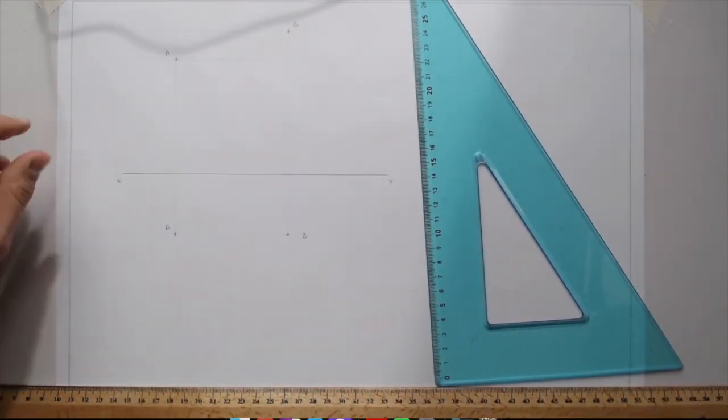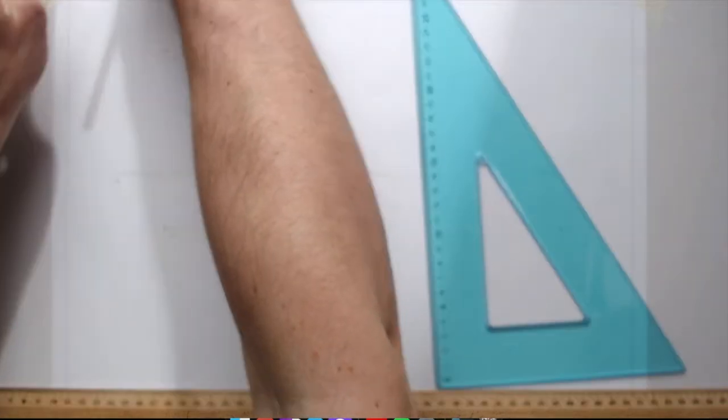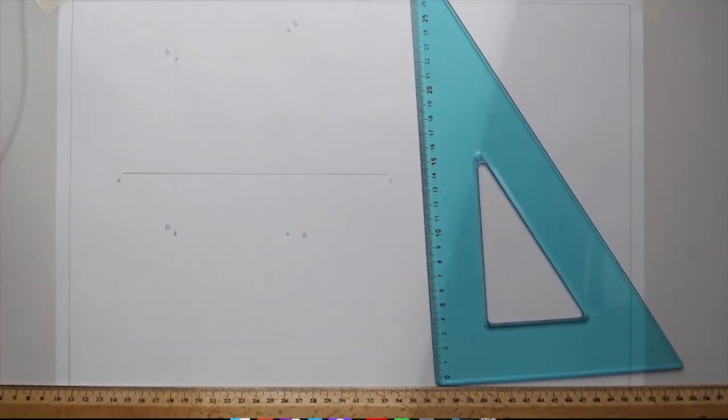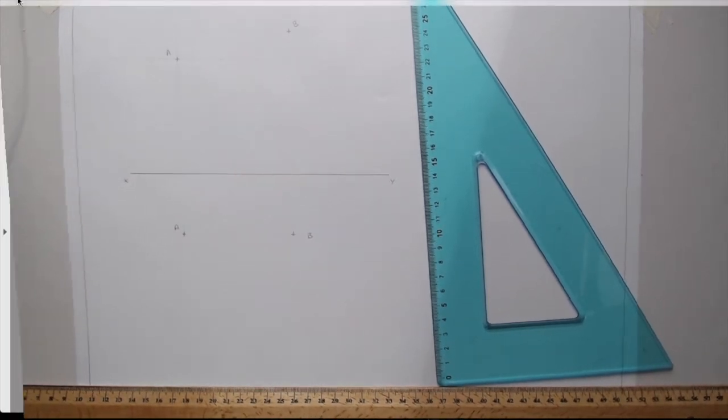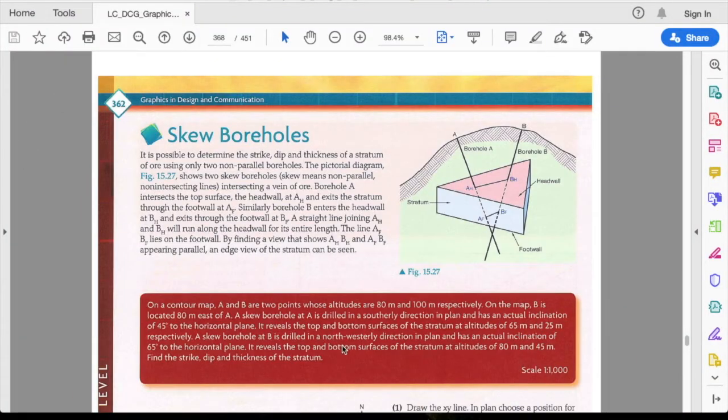Okay, after that then what we have is, get the wires out of the way. After that what we have then is our next piece of information. So we look and we see that a skew borehole at A is drilled in a southerly direction in plan and has an actual inclination of 45 degrees to a horizontal plane.